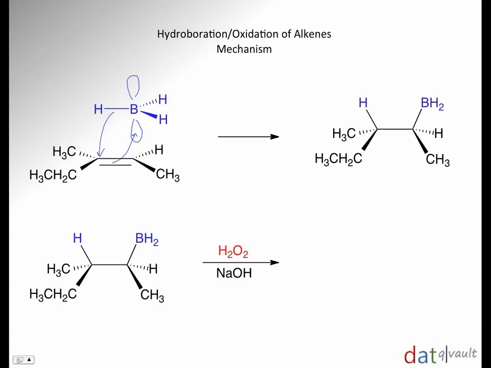The next step is the oxidation step, which is actually a more complicated mechanism than we're going to get into, and something that you're not likely to see on the DAT. Just definitely the take-home message from the oxidation step is that you have retention of stereochemistry, which means that the OH group is going to end up being on the same side of the molecule as the previous BH2 group in this case.